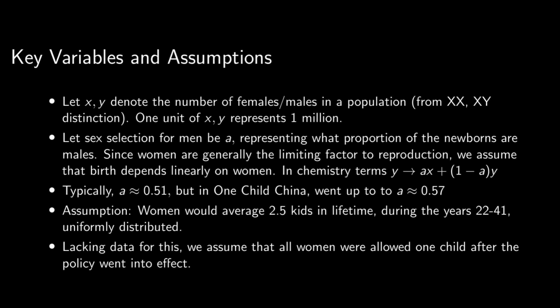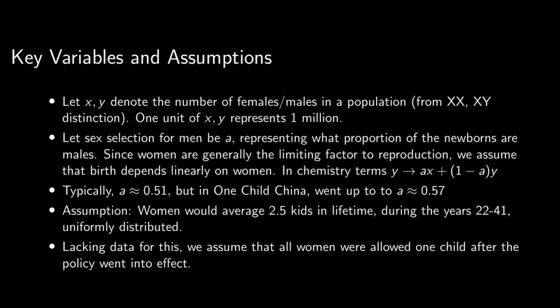Another big sex-related assumption that we make is that reproduction is driven linearly by the number of women, since they are a limiting factor. Using the law of mass action, which I explained in my lecture on compartment models, a single woman produces either a boy or a girl with ratio A, with men as a catalyst for such reaction. We compute a baseline birth rate by assuming that each woman has an average of 2.5 children over her reproductive years, ages 22 to 41.